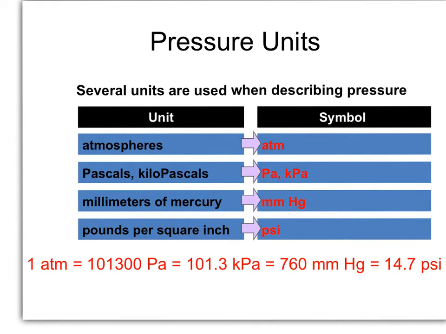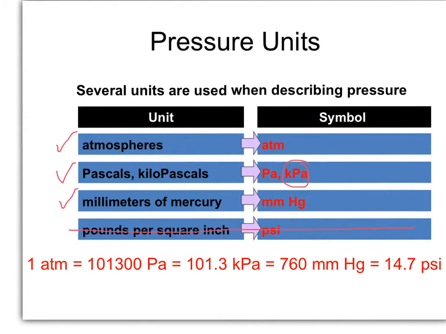The most common unit is the atmosphere, which is abbreviated ATM. Second most common is the millimeter of mercury, abbreviated mmHg. And the third will be the kilopascal, abbreviated kPa. We also have a unit called PSI, pounds per square inch. We don't generally use that in this class, but it is a unit that you would see if you were trying to inflate a tire, either a car tire or a bike tire with air.